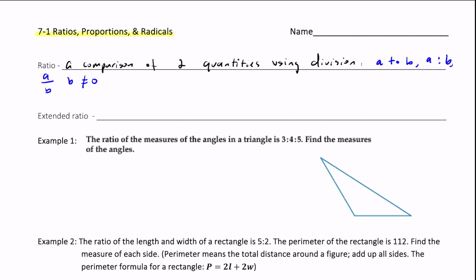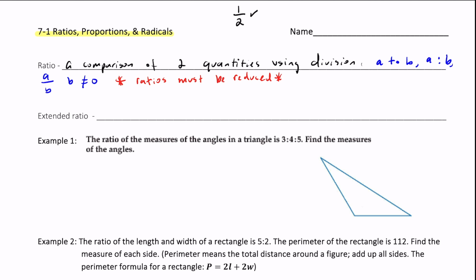Now, something to know about ratios is that ratios must be reduced. So, if I were to say 1 over 2, this is a ratio, and it's reduced. So our 1 to 2 ratio is good.